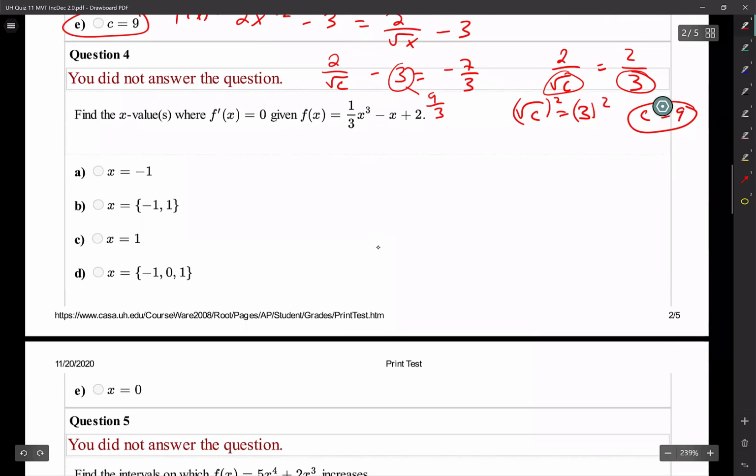Find the x values where the derivative is 0. Okay, you guys have been doing this for a long time. This just finds critical numbers. So here we go. f prime of x equals 1/3 times 3 is just 1, so x squared minus 1. That's a difference of squares, or you can just find the value immediately. x equals plus or minus 1. If you want to see the difference of squares, x plus 1, x minus 1. If not, just solve for it.